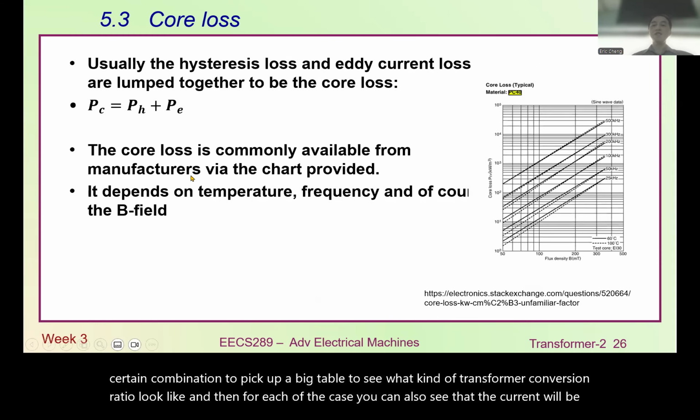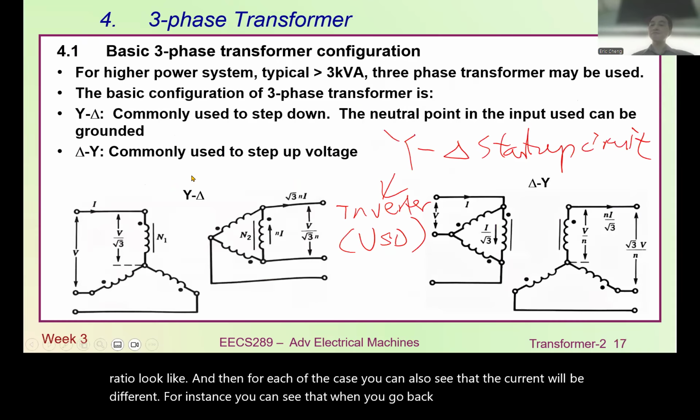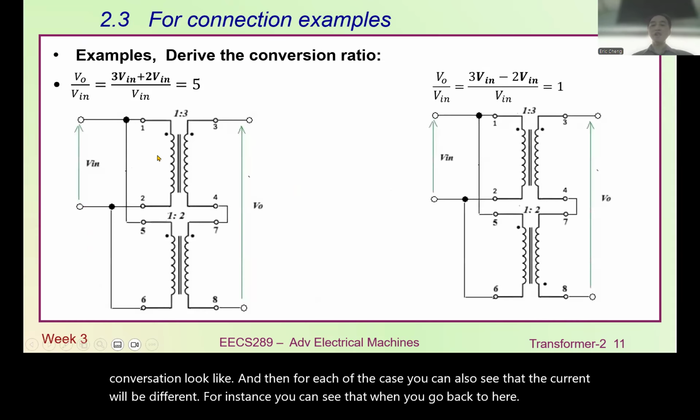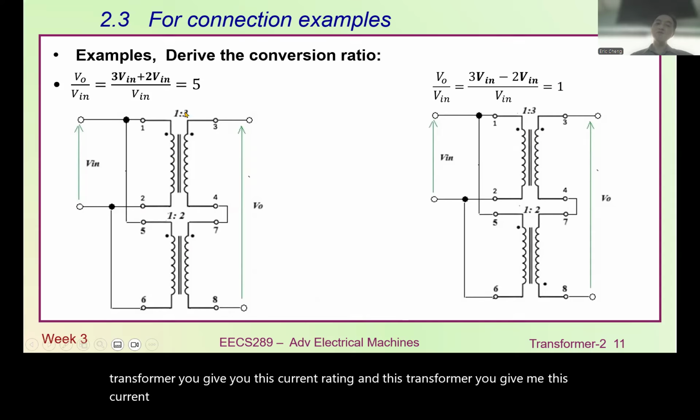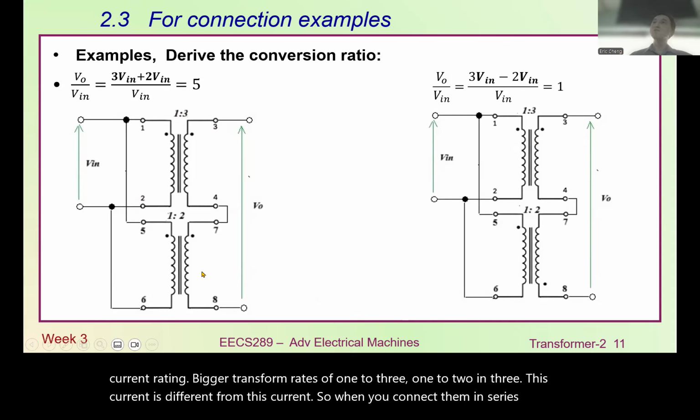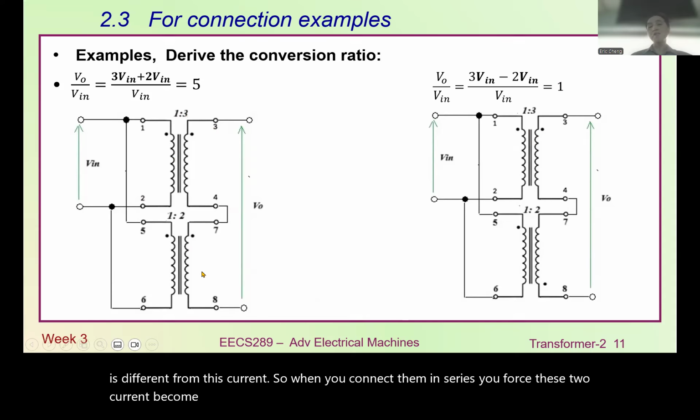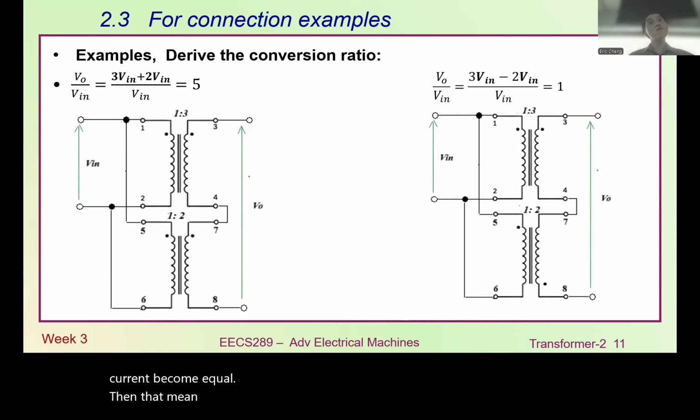For instance, when you go back to here, when we have different transformers connected in such a way, so if this is a power rating for a transformer, it gives you this current rating. And this transformer gives this current rating. Because the transformer ratio is 1 to 3, 1 to 2, in theory, this current is different from this current. When you connect them in series, you force these two currents to become equal. Then that means the actual power rating for the transformer could not equal the summation of each one.